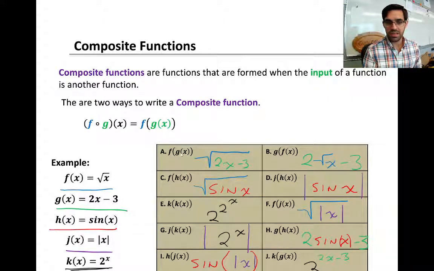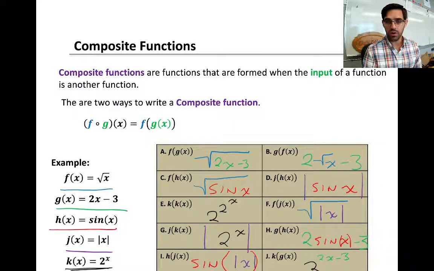Now example B, if we flip this around, instead of f of g of x, if we do g of f of x, we're going to say, okay, f is the input function, and it's going into g. So we're going to take f, which is the square root of x, and we're going to put it into the g function wherever we see x. So instead of 2 times x, it's going to be 2 times the square root of x, and then of course minus 3. So that's going to look like this right here.